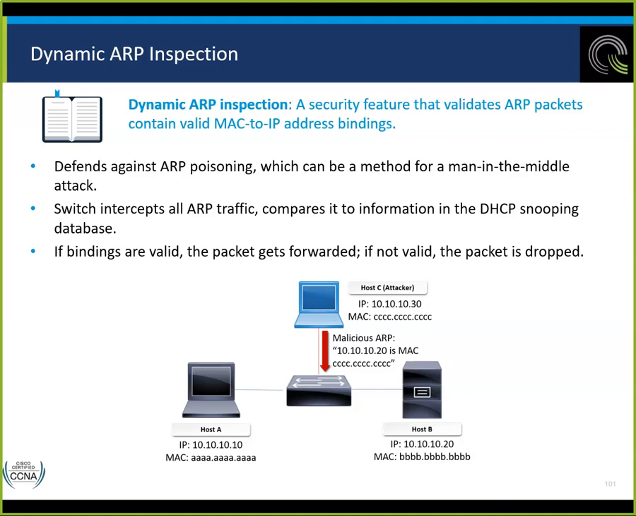So the switch intercepts the ARP traffic and compares the information to the DHCP snooping database. If they're valid, the packets go forward. If they're not valid, they're going to be dropped. But again, just basically what we said.